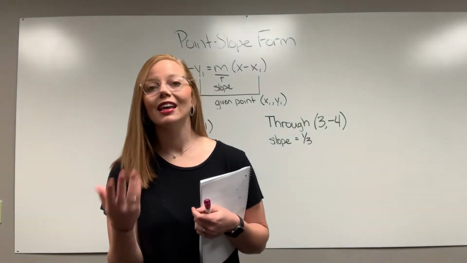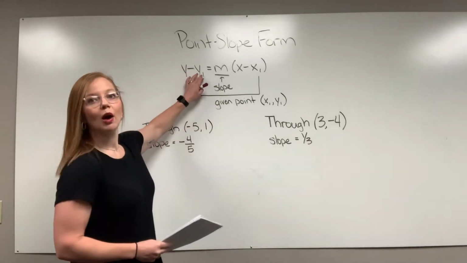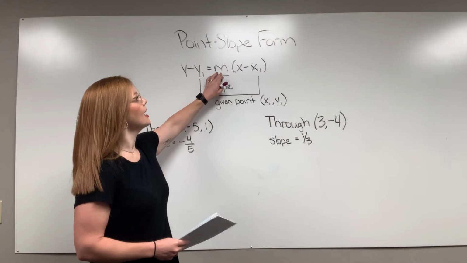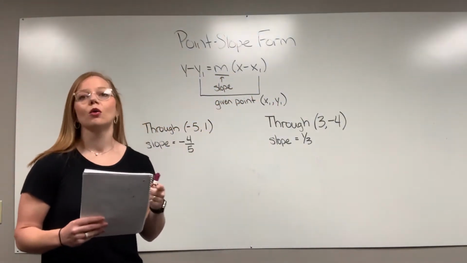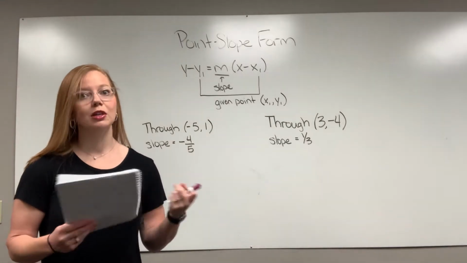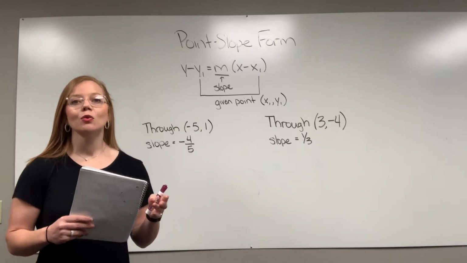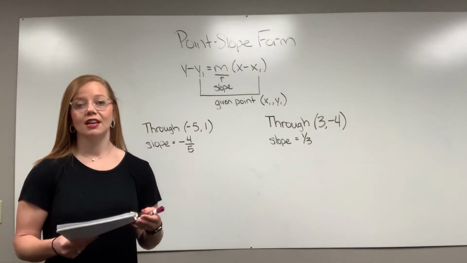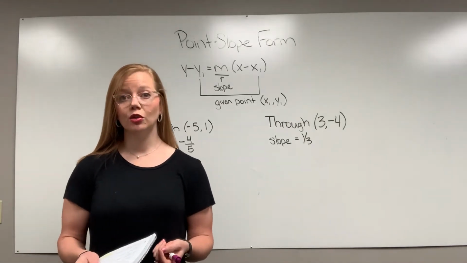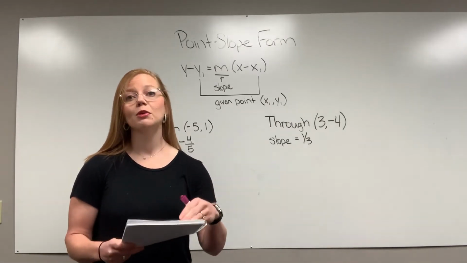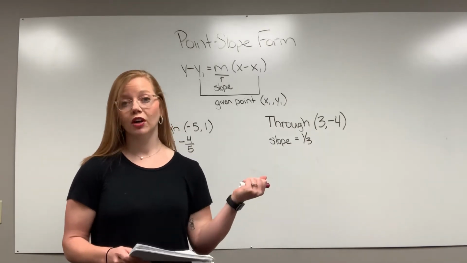So the formula for point-slope form is y minus y1 equals m times x minus x1, where m is still your slope. That's going to be your slope this whole unit. M is always your slope. And (x1, y1) is your given point. So hopefully you've already copied down your notes for this lesson. I'm going to be walking through those steps with you for all of our examples today.